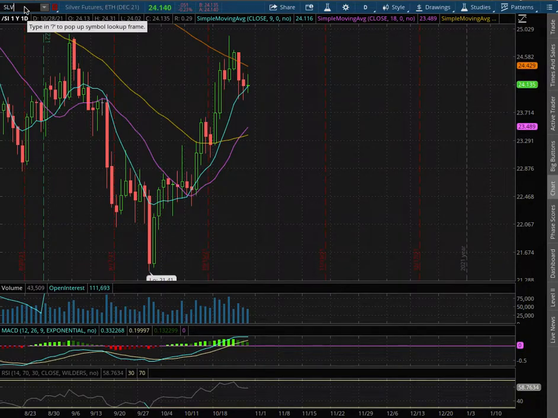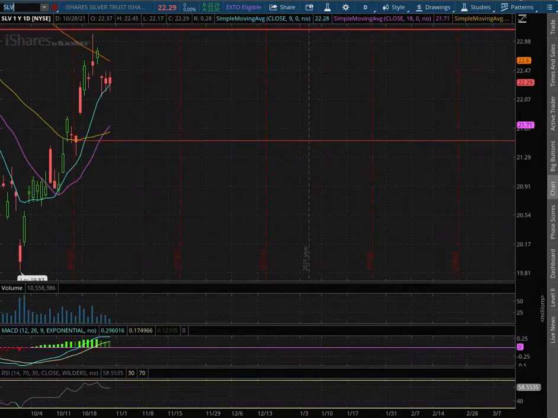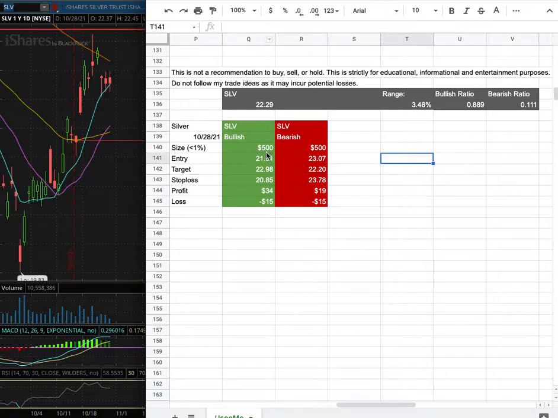As with the trade idea, I'll be trading SLV, and my position size for it is less than 1% of my portfolio. My long entry is at $21.51, and that is this range here. My sell target is at $22.98. My stop loss is at $20.85.